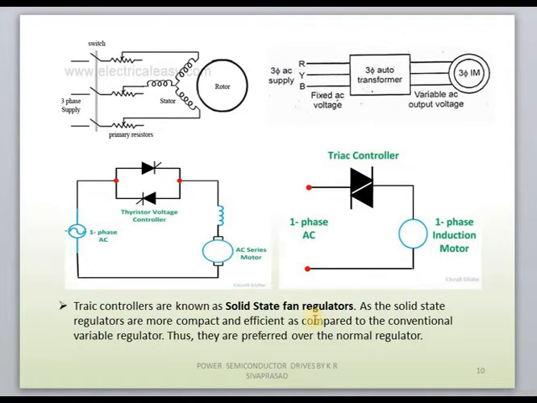Triac is also called a solid state fan regulator, because triac control is used to control the single phase induction motor. That means we can use this as a regulator also, a solid state fan regulator. It is very compact, efficient and convenient for variable output, so it is more preferable. In the regulators in your houses also, we can see the triac control methods.